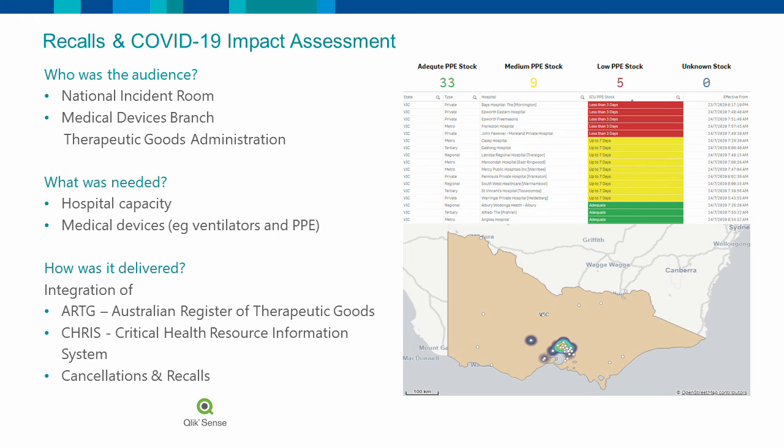Another critical function was assisting the National Incident Room and the Therapeutic Goods Administration, who were interested in the availability of certain medical devices, such as ventilators and personal protective equipment, and comparing this to current hospital data, patients, beds, and equipment. We did this by integrating the medical devices data from the Australian Register of Therapeutic Goods with current hospital data from the Critical Health Resource Information System. This was updated daily to facilitate strategic data-driven decision-making, especially to help TGA track any recalls or cancellations in their regulatory activities that might impact the COVID situation.